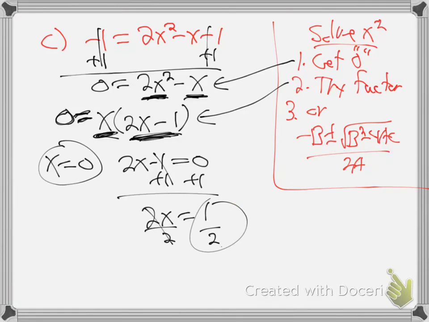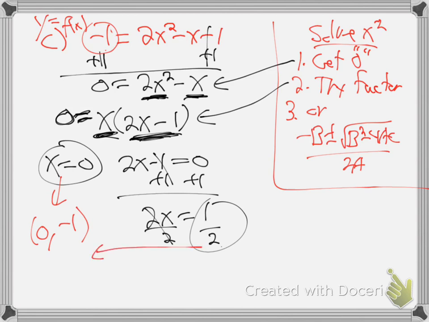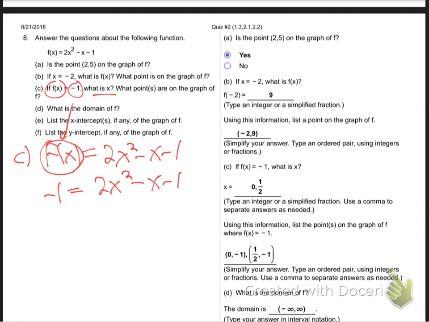Now it also asks what are the points on the graph this means. So remember, this was the y value. This was f of x or y. So that means x equals 0 goes with y value negative 1. And x equals a half also goes with y value negative 1. These are the 2 points, right? Because they're both x values. They're both here and here. And they both came from plugging in f of x right back here.